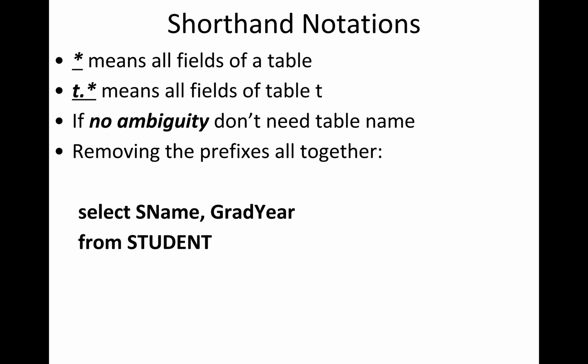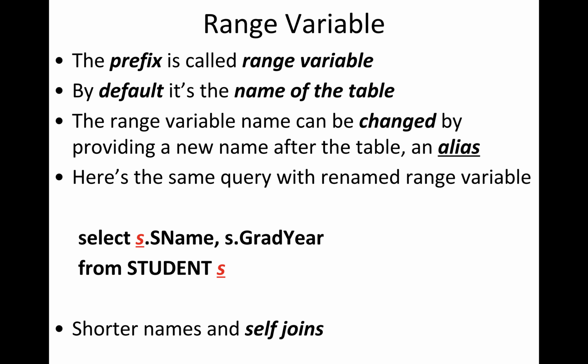There are some shorthand notations. If you are retrieving all the fields, you can just use the asterisk, and that has the meaning that you're retrieving all the fields as opposed to having to list them all in the projection.